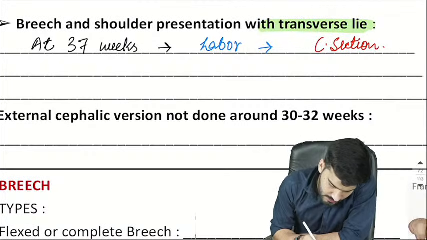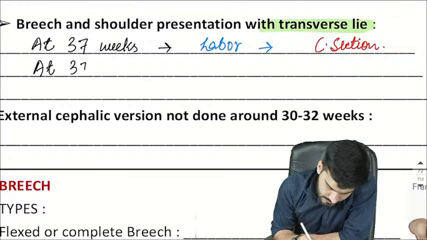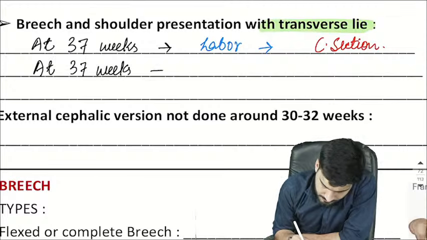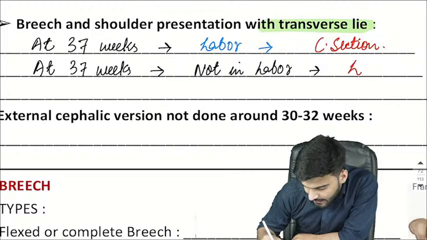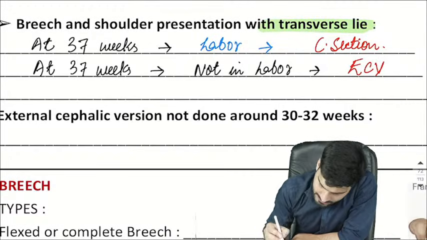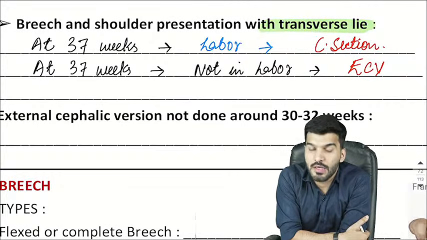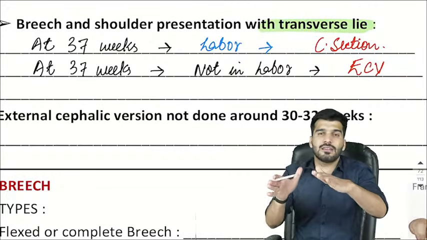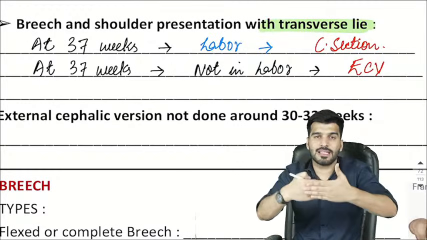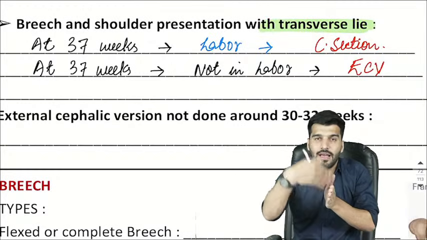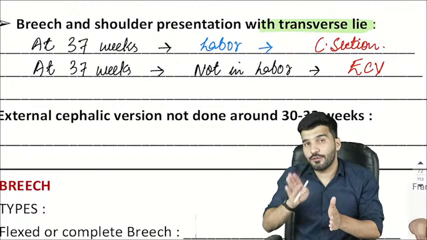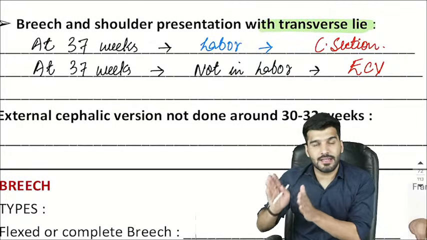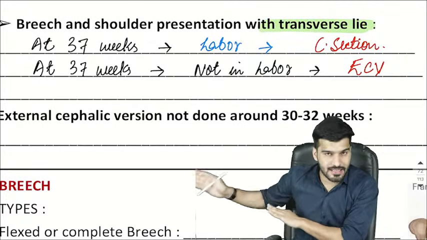If the same patient comes at 37 weeks and is not in labor, your answer should be external cephalic version. Now, what exactly is external cephalic version? Externally, you rotate the baby from a transverse lie to a vertical lie, and then you deliver through normal vaginal delivery. For this external cephalic version, make sure it is done at 36 weeks onwards. Why?